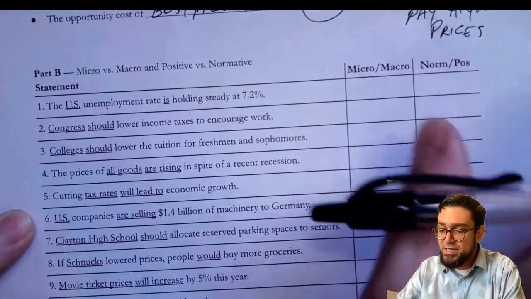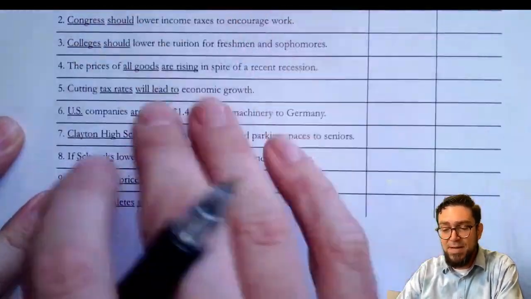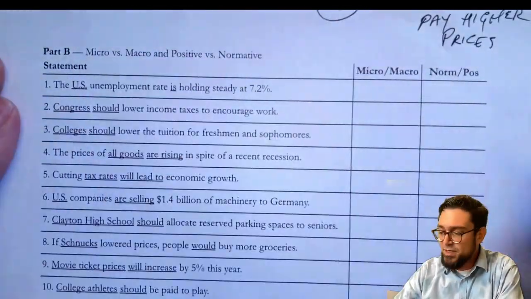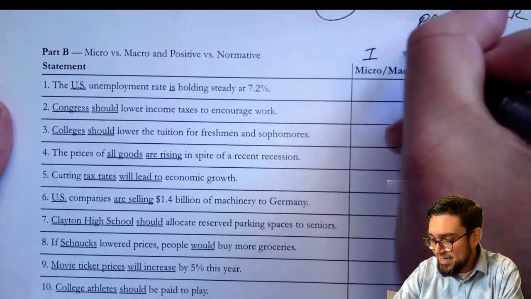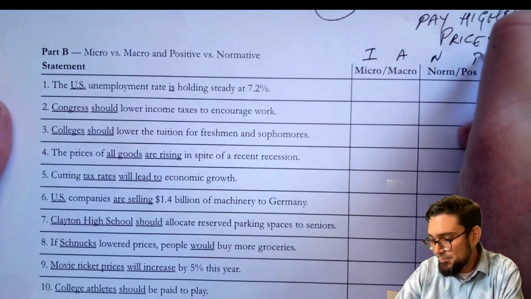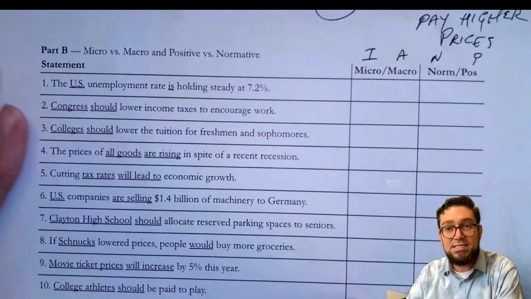Now, part B is kind of categorizing statements: micro, macro, positive, normative. We're just going to abbreviate. I'm going to use an I here and an A here and an N here and a P here. And we'll read the statements. I've underlined some key terms.